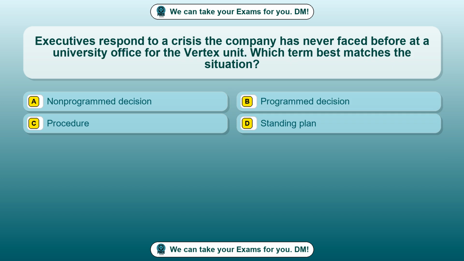Question 59. Executives respond to a crisis the company has never faced before at a university office for the Vertex unit.